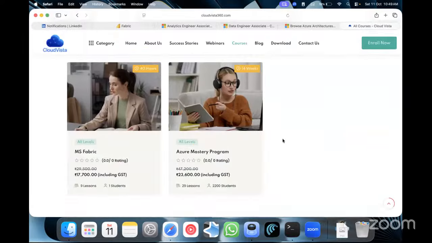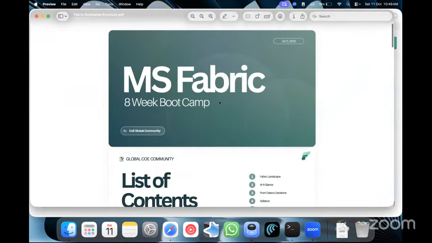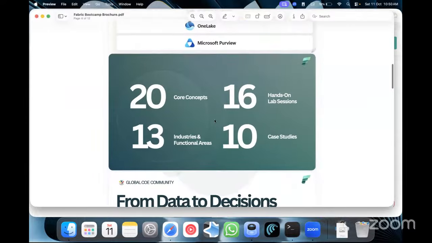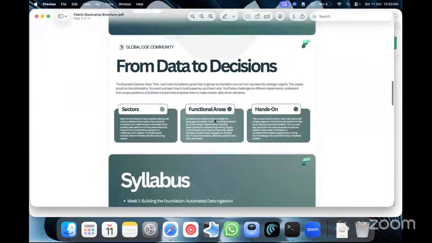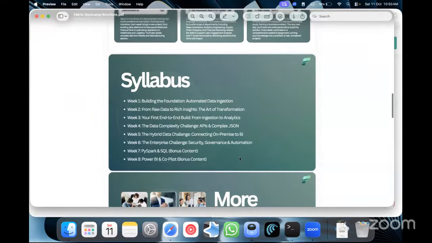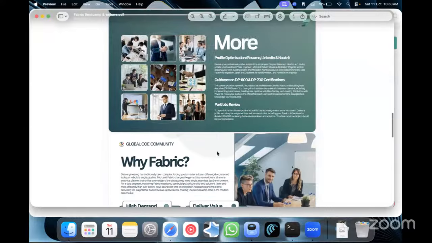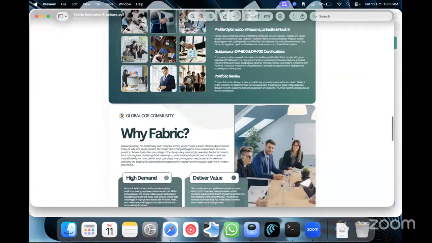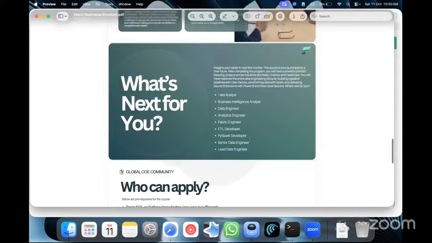So this is Cloud Vista 360. MS Fabric, this is the 40 hours, and this is the brochure. If you didn't get the brochure in WhatsApp, it's already shared. You can go through this information, and it contains everything, like the overall overview. It's an 8-week boot camp, and there are different case studies, concepts, different sessions, and this will be the overall structure, 8 weeks. And then you also have the COE related profile optimization, guidance on DP600, DP700, portfolio review, etc. And these are different roles which are relevant for this COE program.